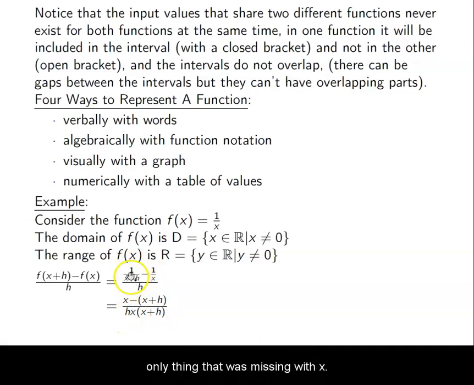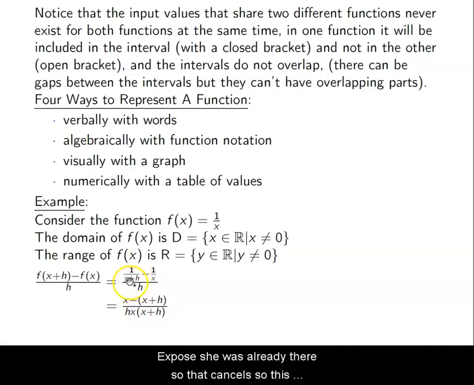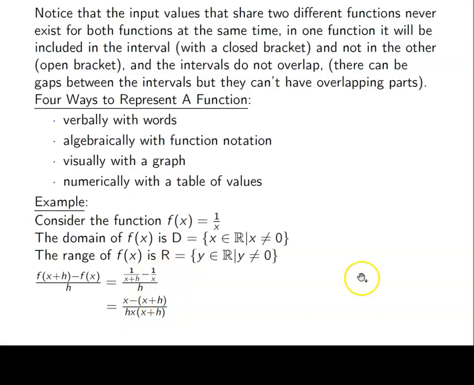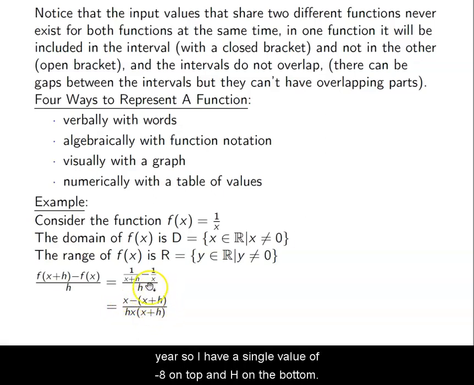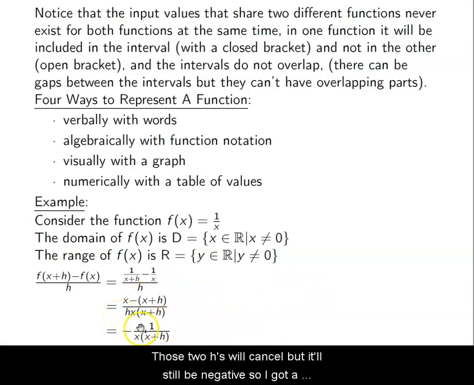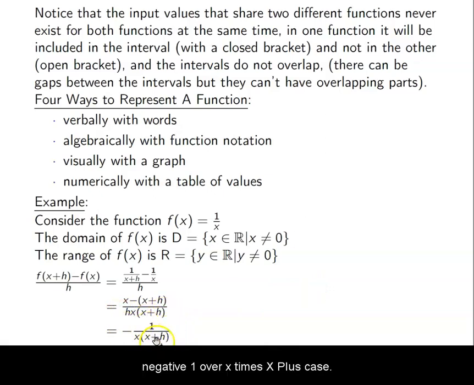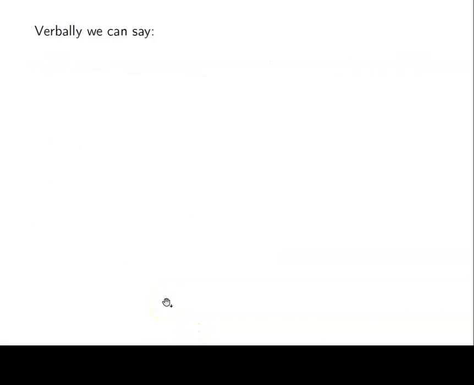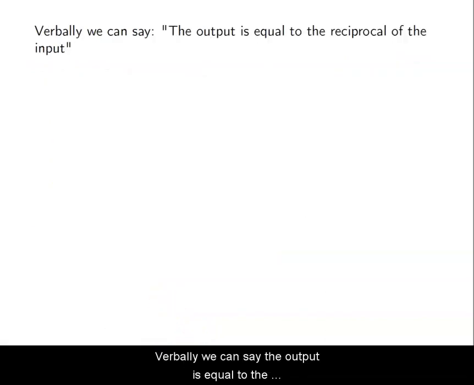Okay. For the numerator, the only thing that was missing was x. x plus h was already there, so that cancels. So this turns into an x. Here x is already present. The only thing missing is x plus h. So when I multiply it by the LCM, the x cancels and the x plus h stays. Okay, then when I simplify from here, I will get x minus x, so that'll cancel, but I'll also have a negative h here. So I'll have a single value of negative h on top and h on the bottom. Those two h's will cancel, but it'll still be negative, so I got negative 1 over x times x plus h.